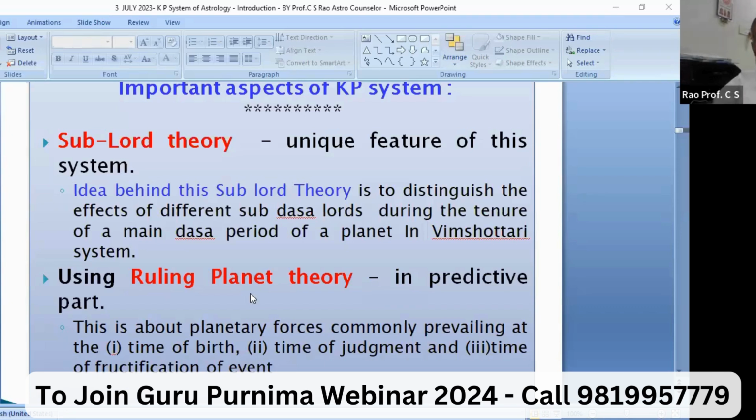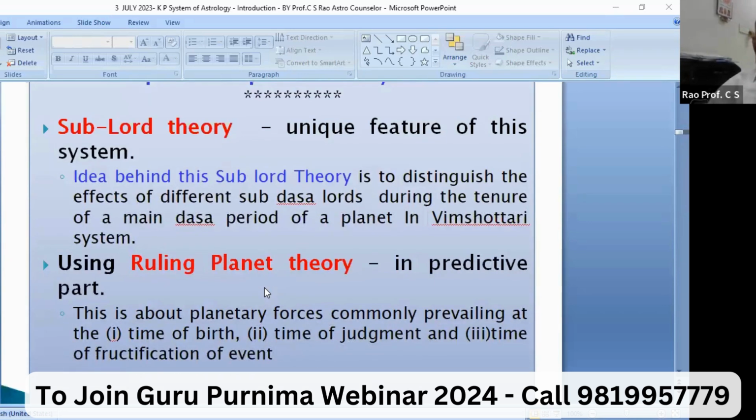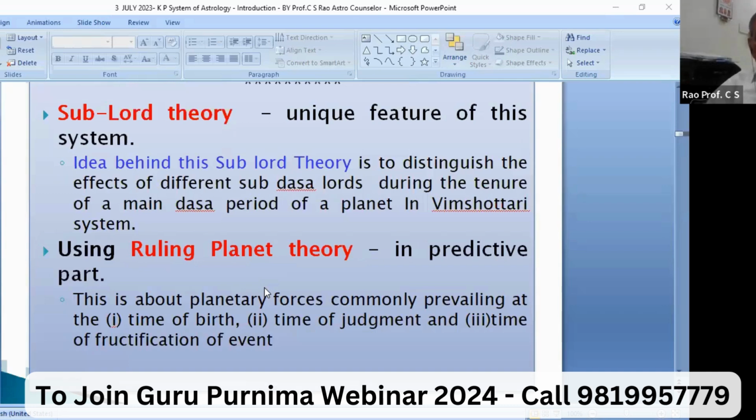So this simply thing is, ruling planet is the Gochara actually prevailing at the time of birth and time of judgment and also the fructification time. So these 2 are the important points, sublord theory and the ruling planet theory. You have to remember well in KP system and how to apply this also. Once you practice it, it is not difficult. It is very easy. You can easily go through that. While explaining, it may take so much of time for me and for you also to understand. But once you start practicing, it is not difficult. We'll come across again these 2 things in some other slides also. And because this is the first slide, I have spent so much on explanation.